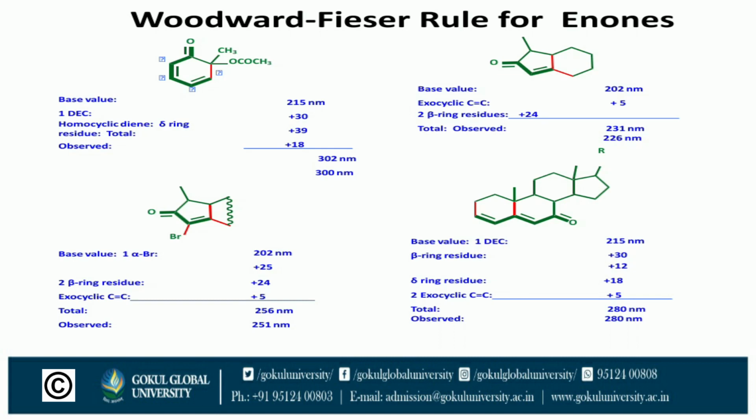Now the base value for the fourth structure is 250 nanometer, beta ring residue plus 30, delta ring residue also plus 12, 2 exocyclic C=C, then plus 18 and plus 5. Then the total value is 280 nanometer and observed value is 280 nanometer.